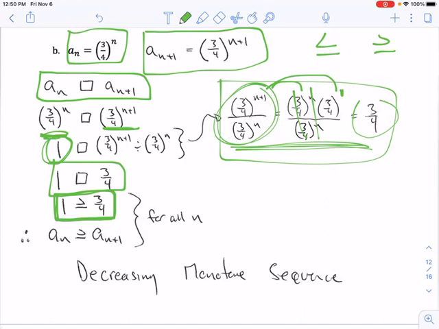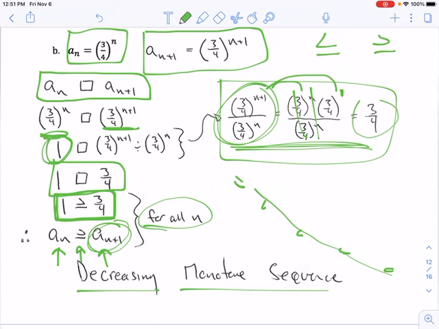So therefore, we can conclude that the left-hand side, a sub n, is greater than the right-hand side, a sub n plus 1, for all values of n. And because each successive term is less than the one before it, going down, we can say it's decreasing monotone. It is a decreasing monotone sequence.